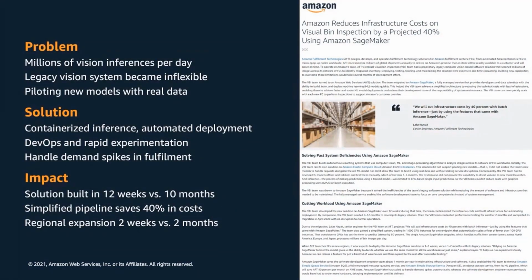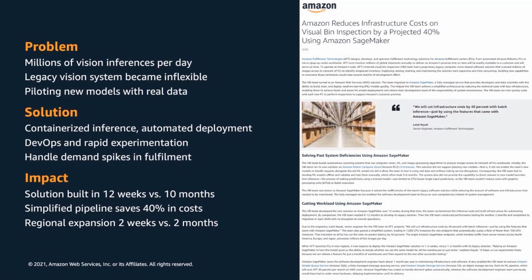Now I'm going to talk about a couple examples here. And in this first one, I'll discuss Amazon and the Amazon Fulfillment Technologies, or AFT. That is the team within Amazon that designs, develops, and operates fulfillment technology solutions worldwide. They must monitor millions of global shipments annually. And they use an internal visual bin inspection machine learning team that used to have a proprietary legacy computer vision-based software solution that would scan millions of images to identify misplaced inventory. But deploying, testing, training, and maintaining that solution was expensive, and it was time-consuming.